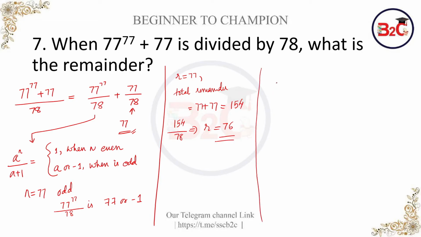Now what happens if I take the remainder is equal to minus 1? Then the total remainder would be minus 1 plus 77, which is again 76. So no matter whichever possibility you take, you will arrive at the same answer. It is advisable to take minus 1 so that you can reduce the number of steps here. So this is the logic.